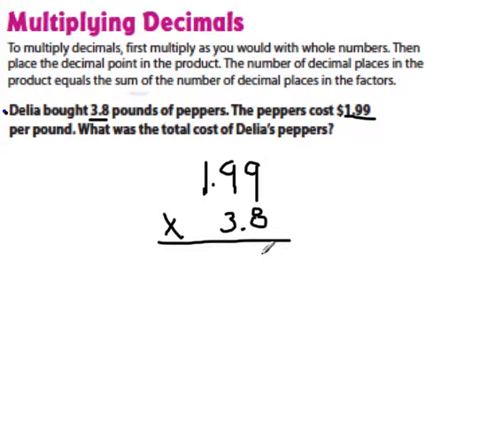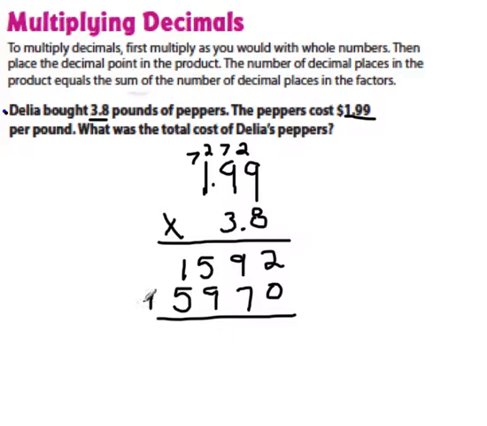8 times 9 is 72. Carry the 7. 8 times 9 is 72. Plus 7 is 79. Carry the 7. 8 times 1 is 8. Plus 7 is 15. Now I'm multiplying by the 3. I want to add a 0 here because it's not really 3, it's 30. So 3 times 9 is 27. Carry the 2. 3 times 9 is 27. Plus 2 is 29. Put that 2 there. 3 times 1 is 3. Plus 2 is 5. Alright, so there's my answer.